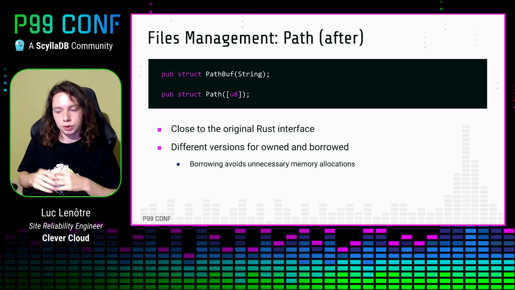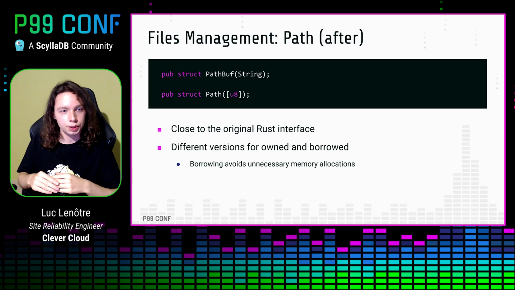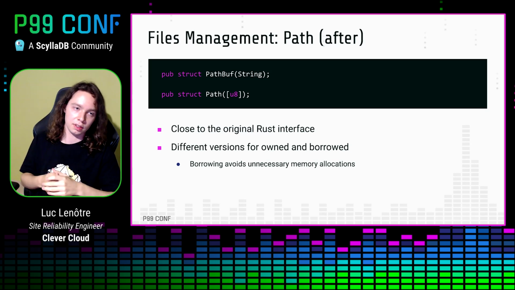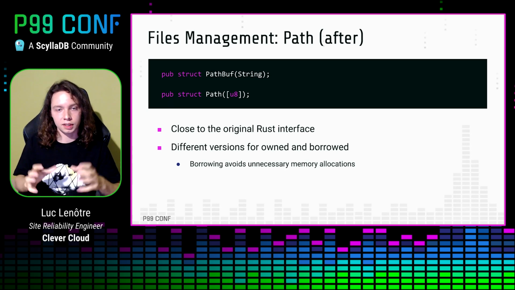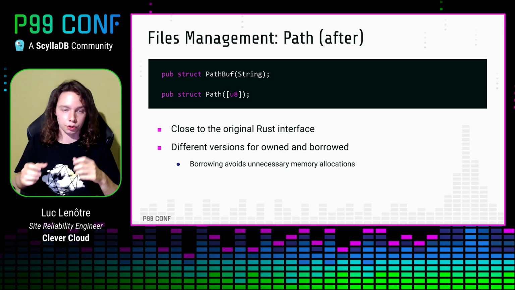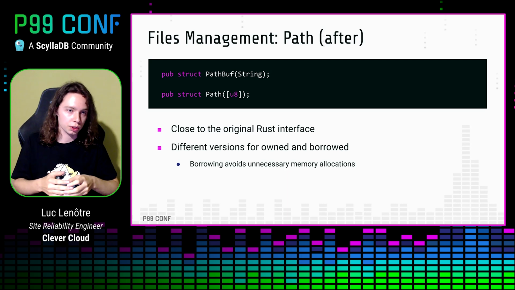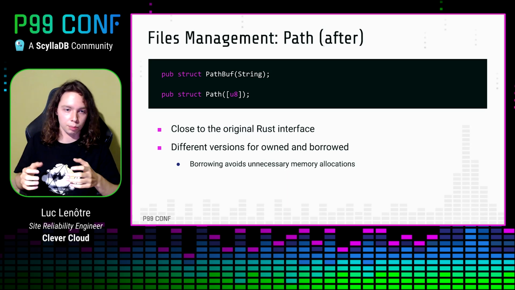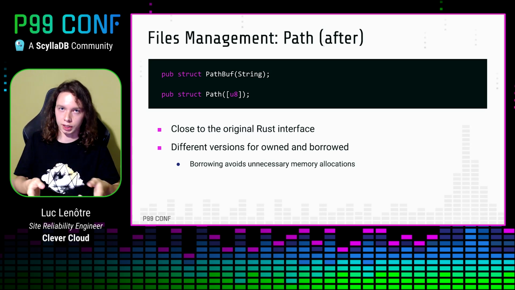So instead, I decided to make something that is closer to the Rust standard library. So I have two versions of the path structure. The first is owning the data. So basically, when you are going to build the path, you are going to make a copy. Sometimes you have to do that. But there's also the second version, which is actually borrowing memory from somewhere else. So you are reusing memory that is already allocated. So in this case, it allows you to avoid useless memory allocations.